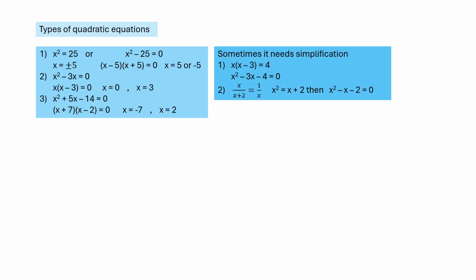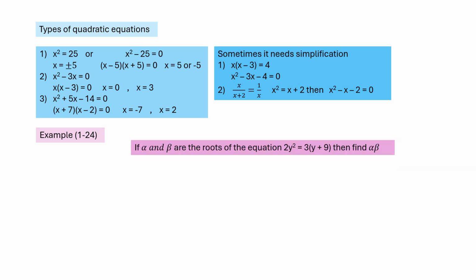Sometimes you need simplification, as in these equations. Question number 1, you must distribute x, so x squared minus 3x, and move the 4 to the left-hand side with the opposite sign, so minus 4 equals 0. Factorize normally and get the answer. Also the second one, make cross multiplication and complete the solution as normal.